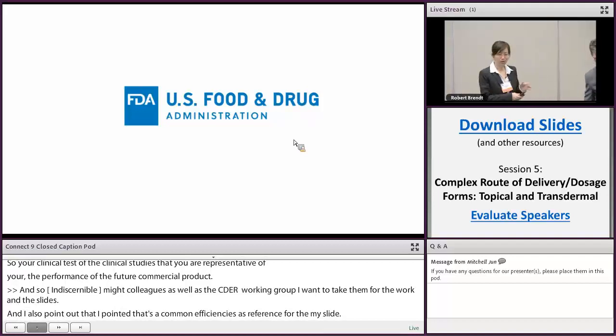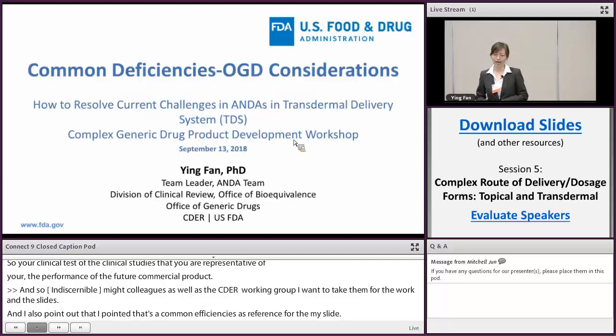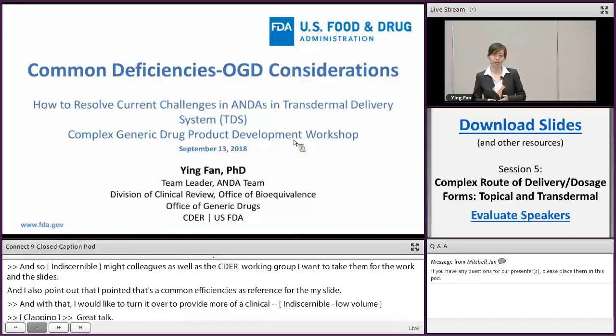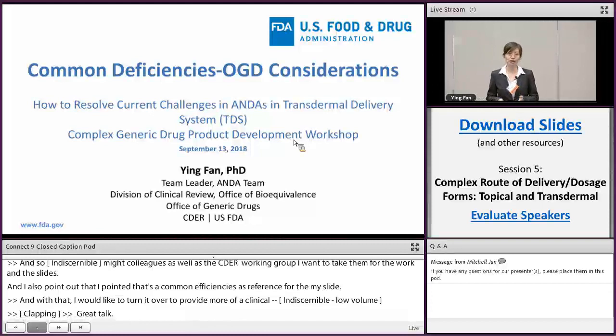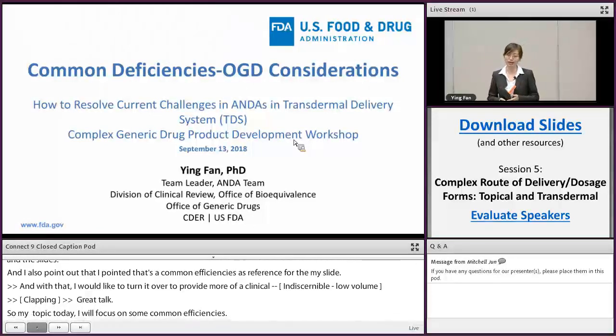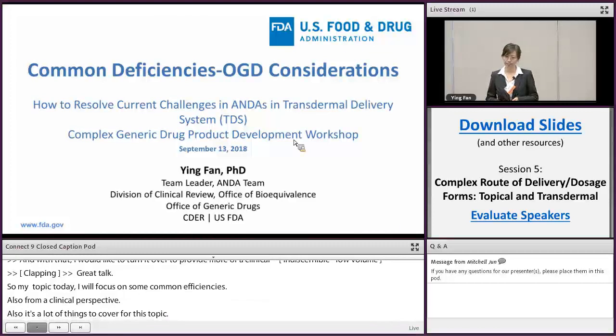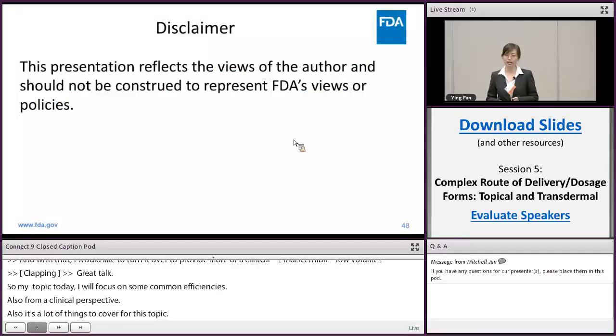Thank you, Bob, for the great talk. So my topic today, I will focus on the common deficiencies from a clinical perspective. There are a lot of things we can cover for this topic. So what I'm going to focus on today is the common deficiencies in the skin irritation, sensitization, and adhesion study. So this is a disclaimer. I think all of you should know very well by now, so I'm not going to go over this.